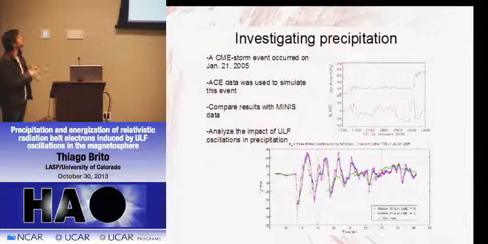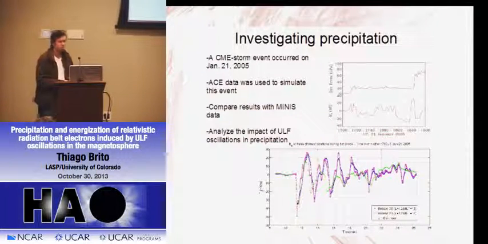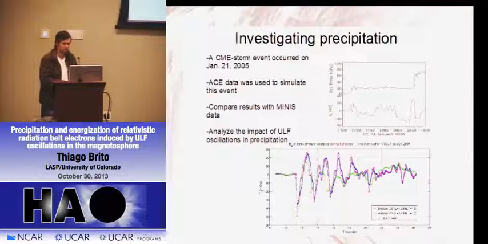So this is the storm that we are going to be talking about for the next few slides. It was a CME storm that happened in 2005. And we use ACE data to simulate this event with LFM and then compare the precipitation results with this time the MINIS campaign, which was a similar campaign to Barrel that was run in 2005, and these campaigns are from Robyn Millan at Dartmouth and others.